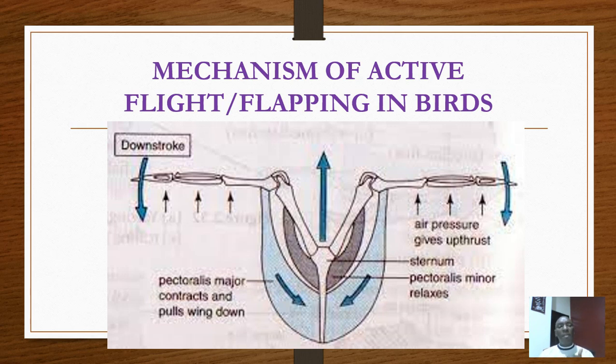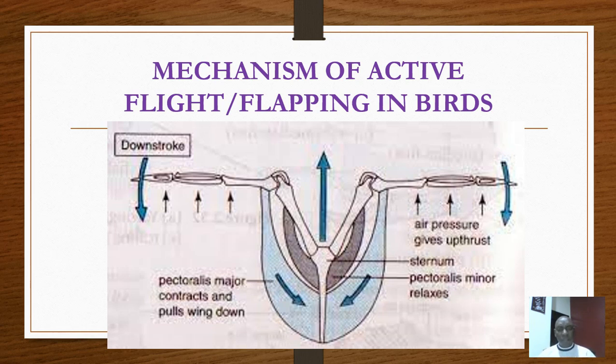Flight muscles in birds are of two types: pectoralis minor and pectoralis major. Pectoralis minor is also called the elevator. Pectoralis major is the depressor. Remember, the muscle that plays a big role is the one that contracts. When pectoralis major, the depressor, contracts, we expect the wing to move down. When pectoralis minor, the elevator, contracts, we expect the wing to move up.